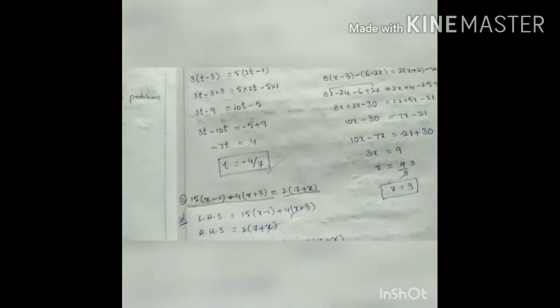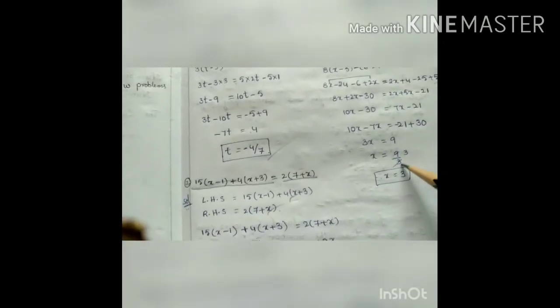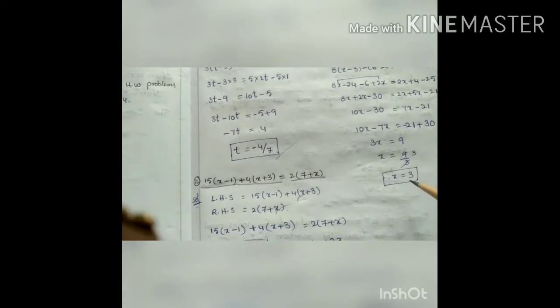Okay, next, x equal to 9 by 3. So 3 table is possible: 3 times 3, 3 threes are 9. Therefore x equal to 3. Okay children, these are exercise 2.3 problems. Remaining problems, do as homework.